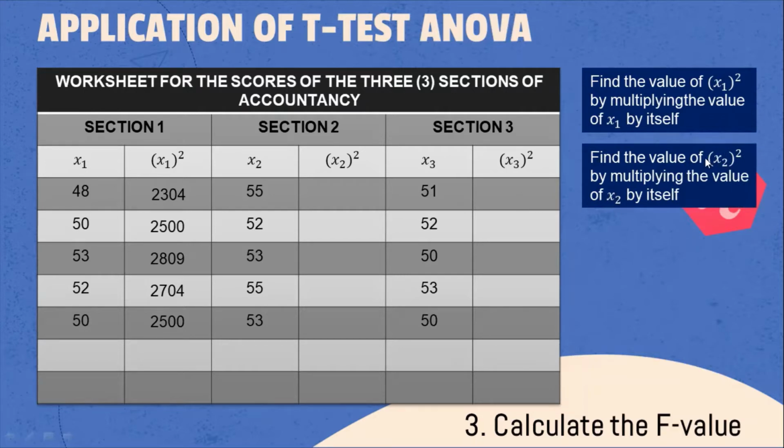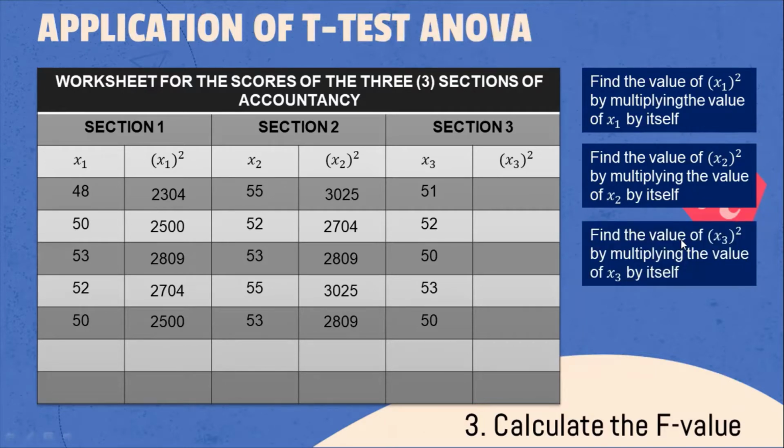Second one, find the value of the square of x sub 2 by multiplying the value of x sub 2 by itself. 55 times 55, 3,025; 52 times 52, 2,704; 53 times 53, 2,809; 55 times 55, that is 3,025; 53 times 53, that is 2,809.